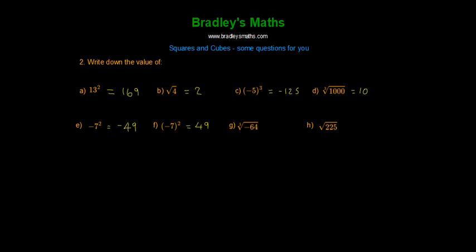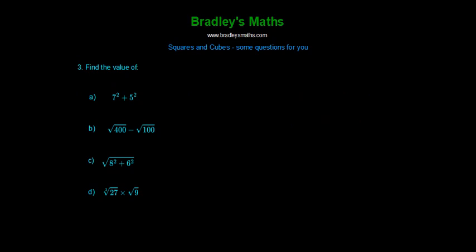The cube root of negative 64, well, the cube root of 64 we know is 4. The cube root of negative 64, therefore, is negative 4. And the square root of 225 is 15. Okay, let's move on.